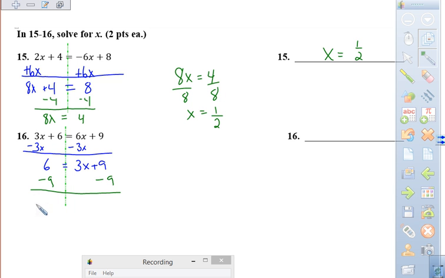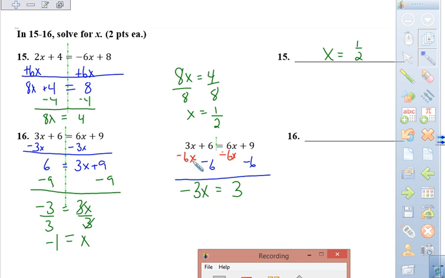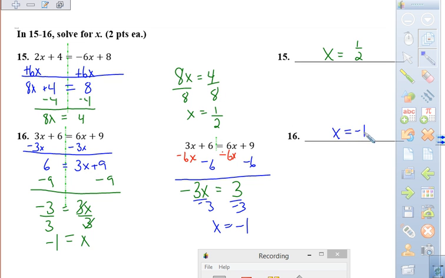So now I'm going to subtract 9, and I get negative 3 is equal to 3x. If you did it the other way, you would have negative 3x is equal to 3. So we're going to divide by 3 to get the x by itself, and I get x is equal to negative 1. So if you would have done it the other way, you would have subtracted 6x and then subtracted 6, and you would have gotten negative 3x equals 3, dividing by a negative 3, and you're still going to get x is equal to negative 1. So whether you did it my way or this way, you should be getting x is equal to negative 1.